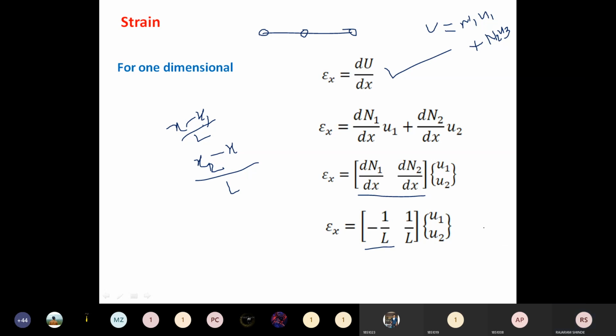Next one, epsilon x. Here this is a strain matrix. For the one-dimensional case, we will get only one term, but if we go for 2-dimensional and 3-dimensional, we will get more terms in the strain matrix. Now this matrix is formed by the derivatives of the shape functions. It is your B matrix. Our notation is B matrix. So epsilon is equal to B into U, and this U is your nodal displacement matrix.